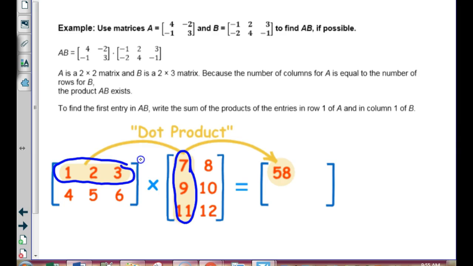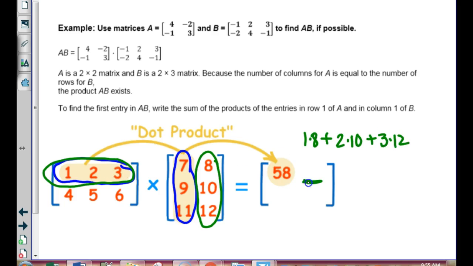All right, for the next one, this entry right here, I'm doing this row times this column. So what would I type? 1 times 8, good job, plus 2 times 10, plus 3 times 12, which gives me what? Okay, everybody get that?